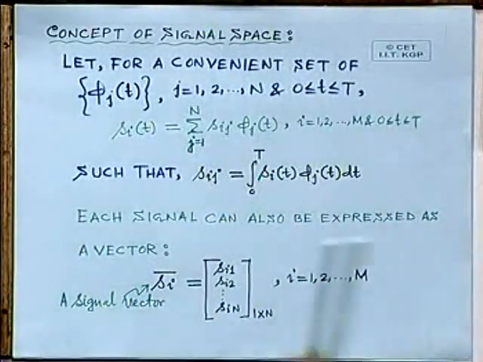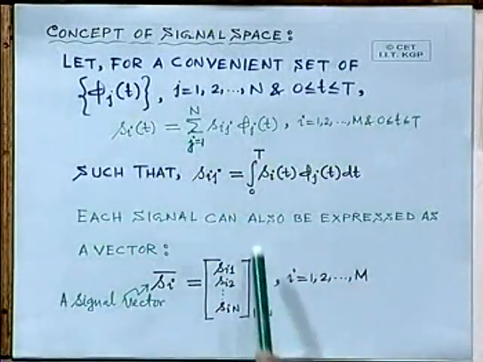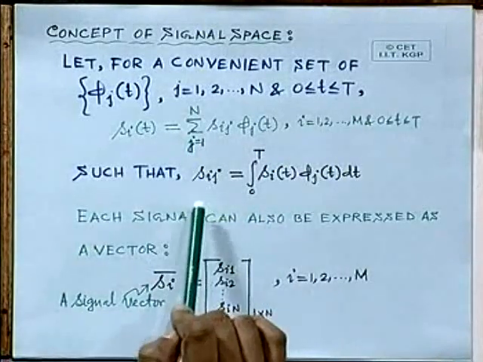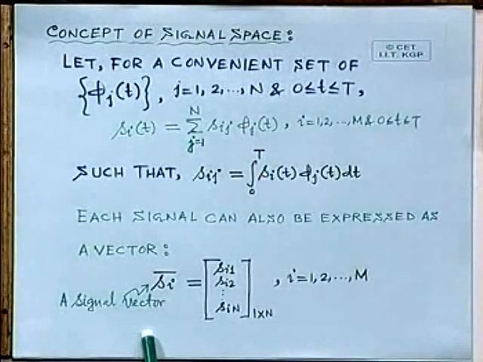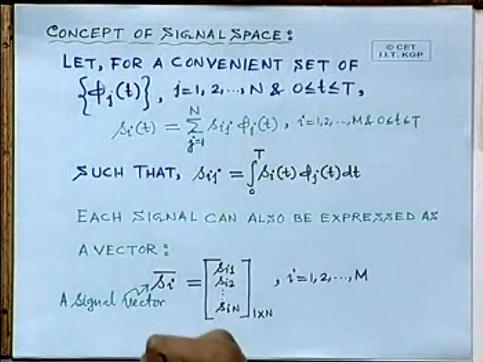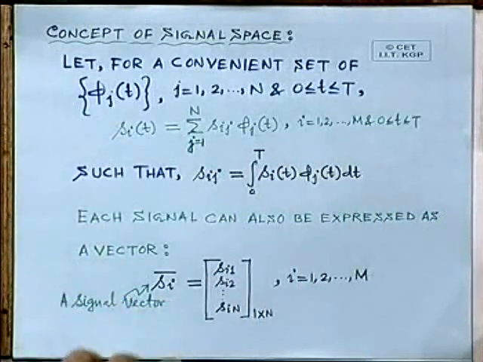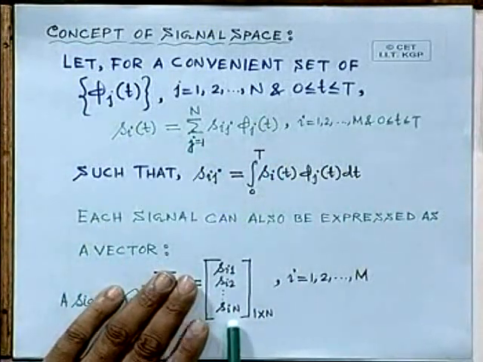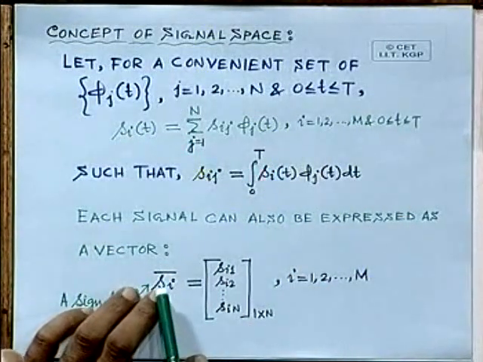Then can I say that each signal s_i(t) has got N such coefficients, and instead of talking about the signal, I can also visualize it as a signal vector s_i bar, where s_i bar consists of these coefficients, s_i1, s_i2, up to s_iN. So, once I have chosen my set of basis functions, if I tell you this vector for a signal, you should be able to reconstruct s_i(t), is it not?